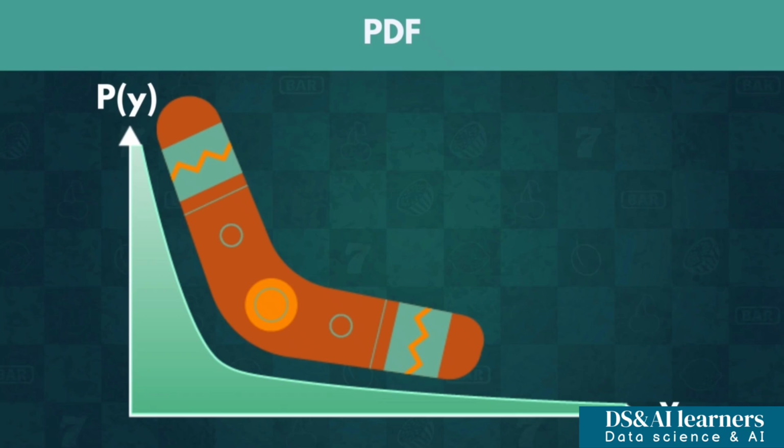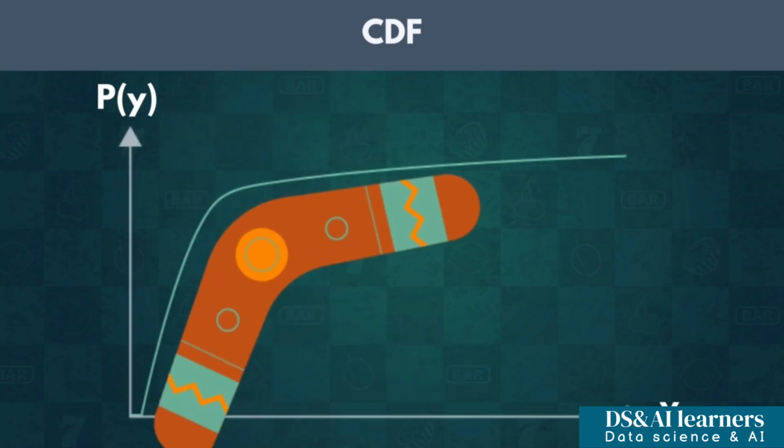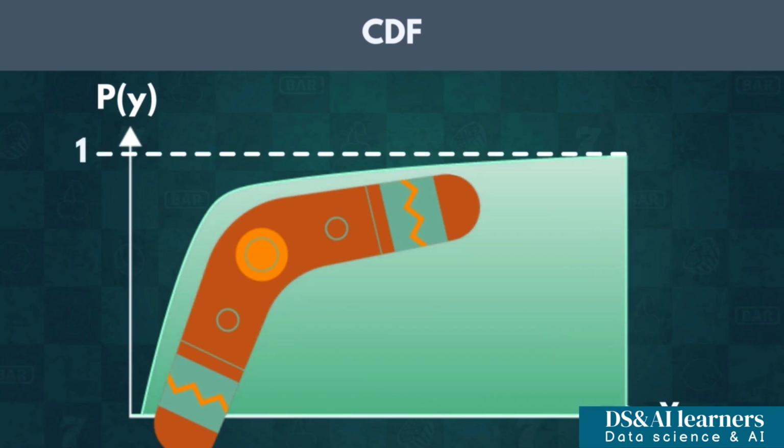All right, we know what the PDF would look like, but what about the CDF? In a weird way, the CDF would also resemble a boomerang. However, this one is shifted 90 degrees to the right. As you know, the cumulative distribution eventually approaches 1, so that would be the value where it plateaus.